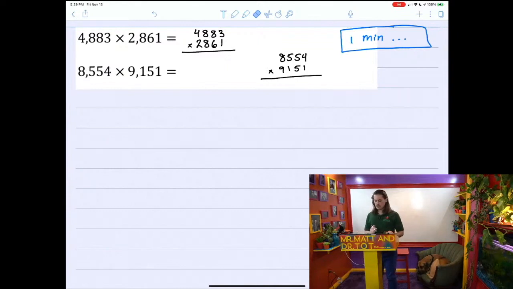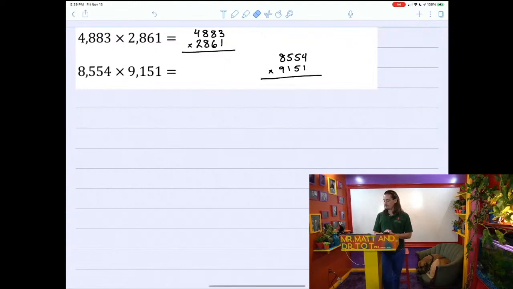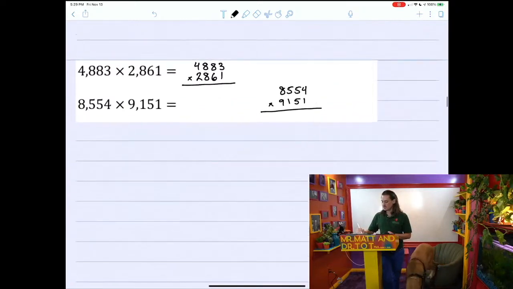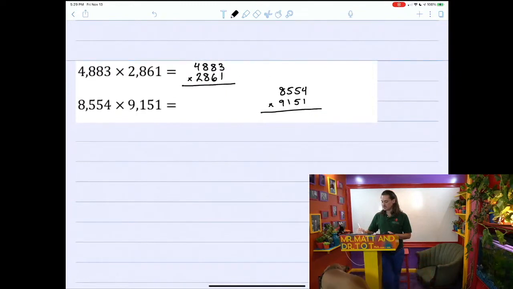Okay, so the first problem, 4,883 times 2,861. So I just put the 2,861 on the bottom. Starting off with the ones digit, we're going to have 1 times 3 is 3. 1 times 8 is 8. 1 times 8 is 8. 1 times 4 is 4. So anytime you're multiplying by 1, it's not going to change the value that you're multiplying by.